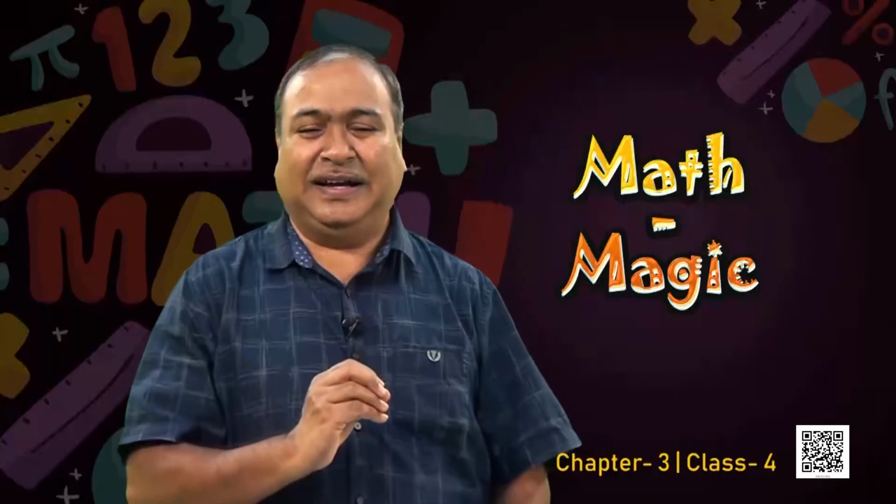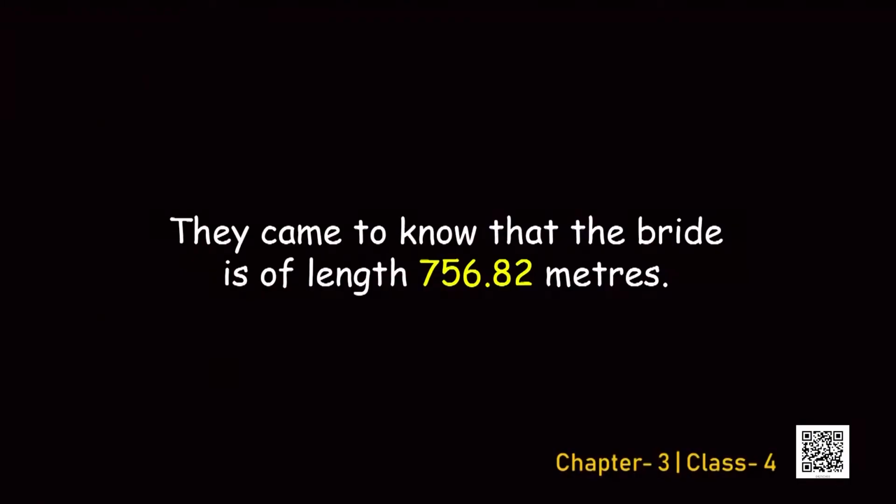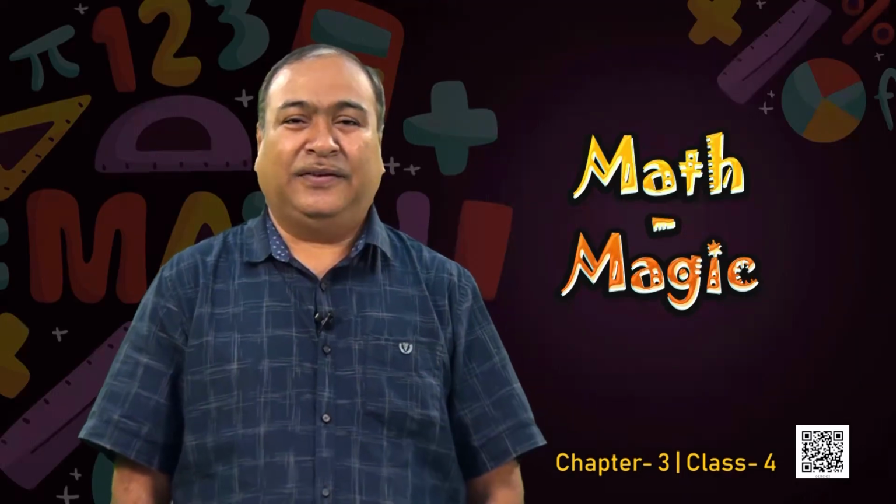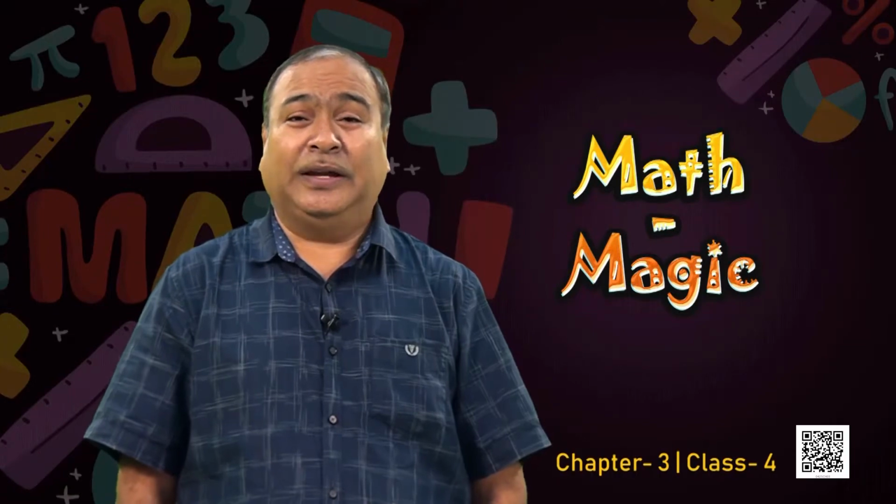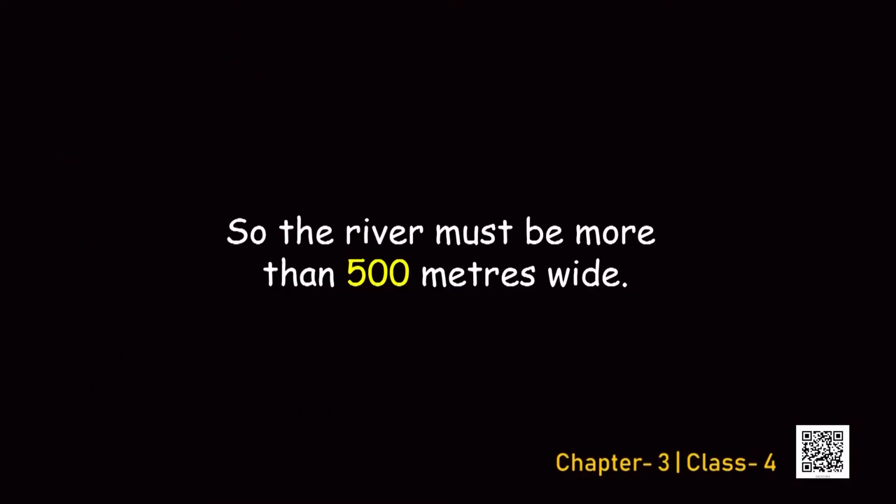Then one teacher says that the length of the bridge is around 756.82 meters. Yes, if that much width is there, then you can imagine how big the width of this river is. It is around 500 meters, that you can guess.